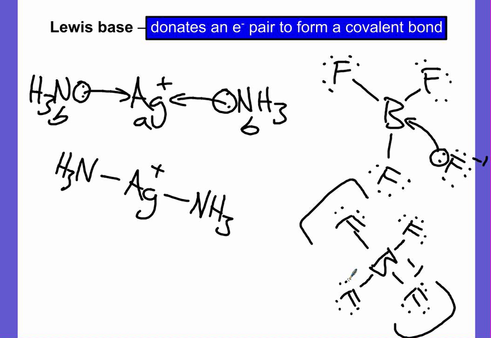So again, you don't have to have a hydrogen anywhere. This is my acid because it's accepting a pair of electrons. This is my Lewis base because it's donating a pair of electrons. It's just a really weird thing.